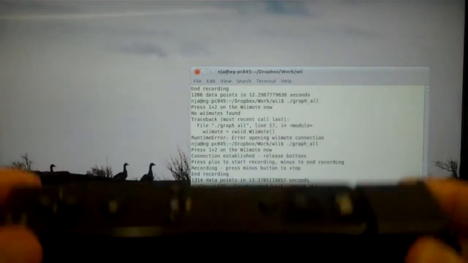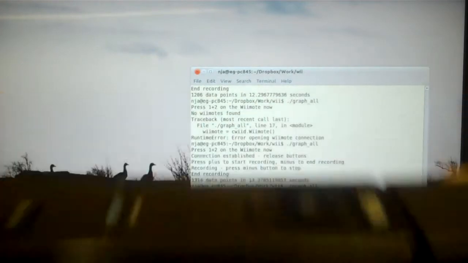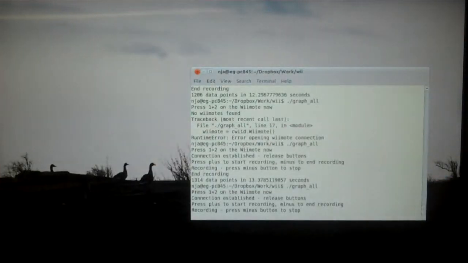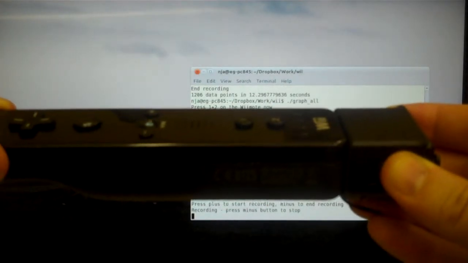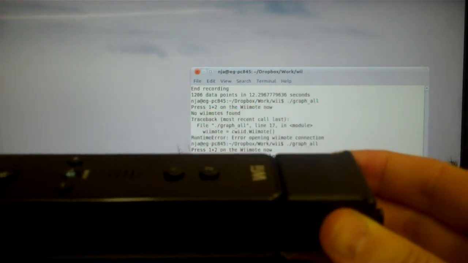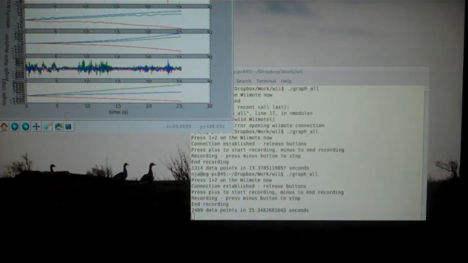So if I move it up and down vertically for a while, try to hold it steady for a little bit, move it horizontally towards and away from me, and then again hold it static for a little bit, and then move it along its lengthwise axis, and again hold it static for a little bit, and then stop recording. Let's take a look at the graphs.